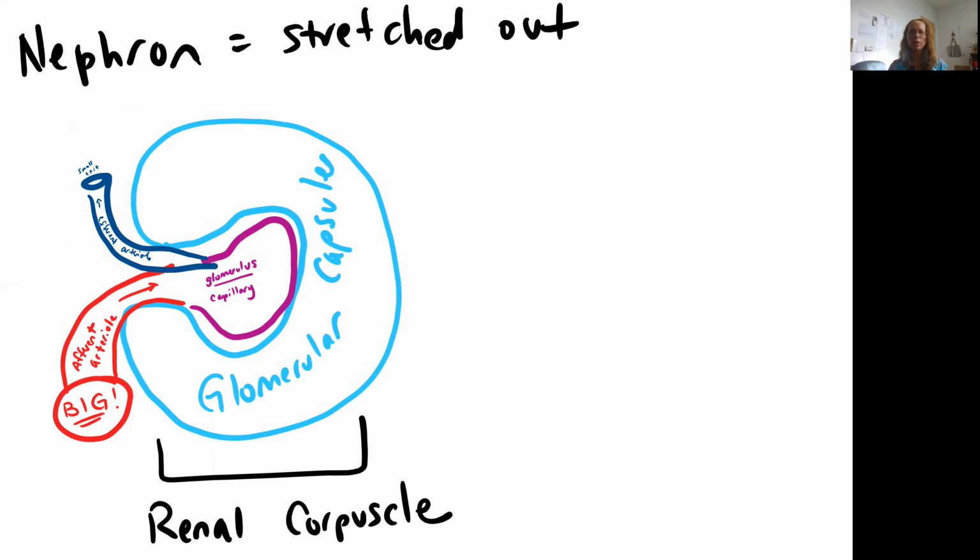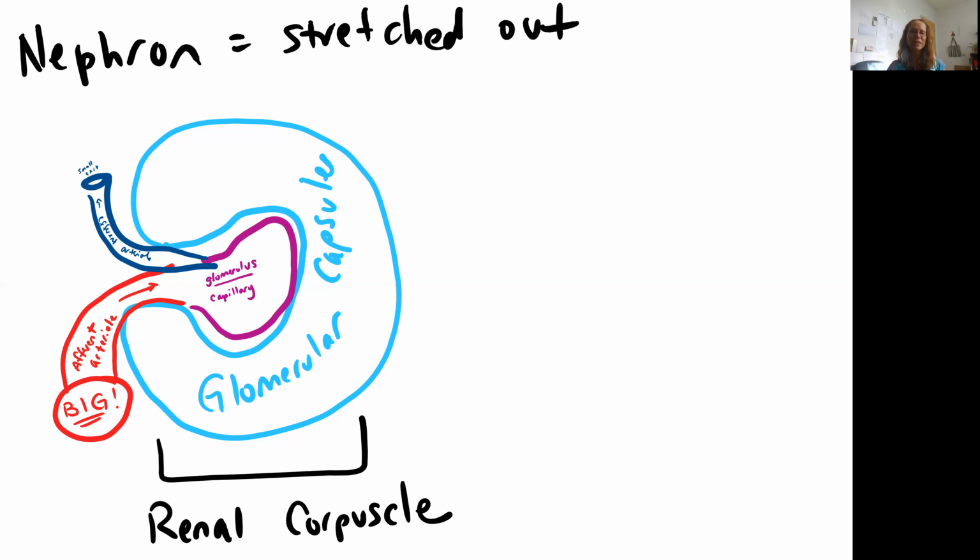When we're looking at the glomerulus or that capillary bed, notice that you have an afferent arteriole bringing the blood in to the capillary, and then you have an efferent arteriole taking the blood away from the capillary. So remember, afferent means coming in, efferent means exiting or leaving.